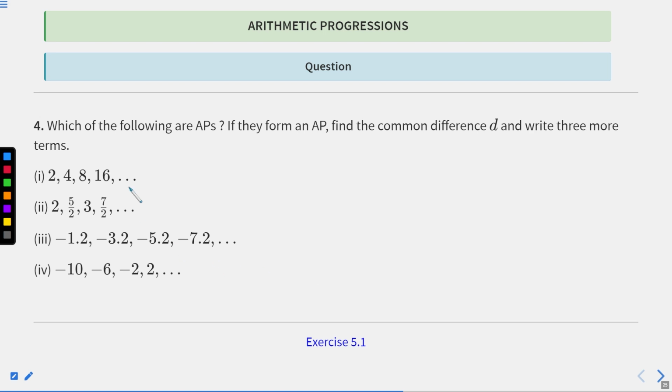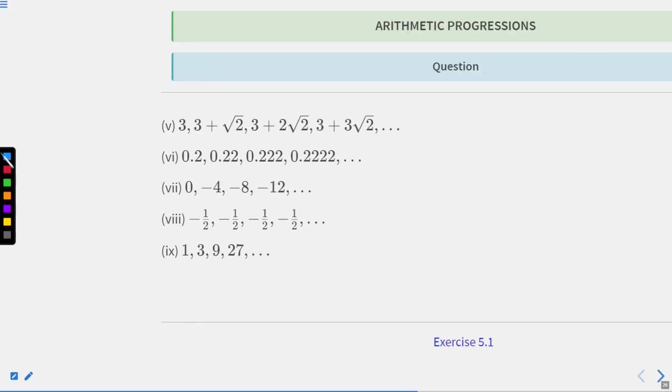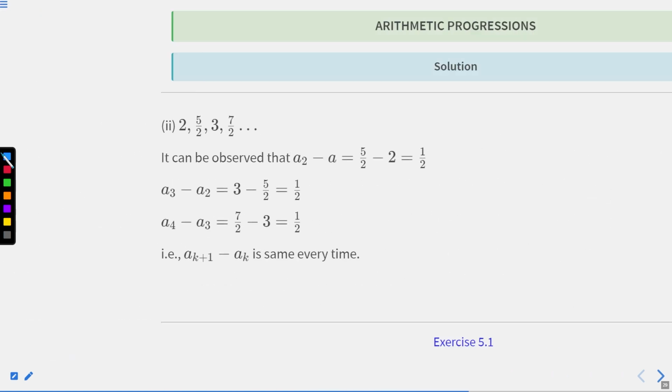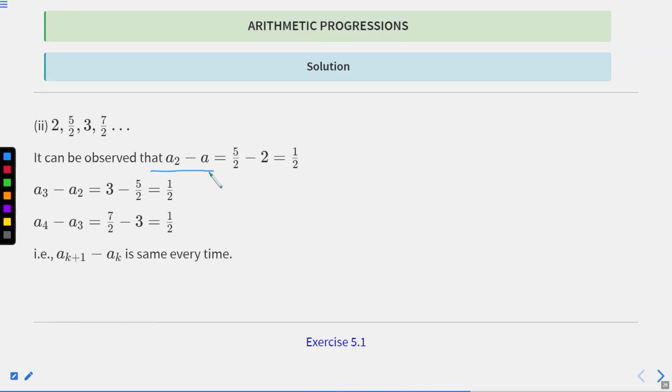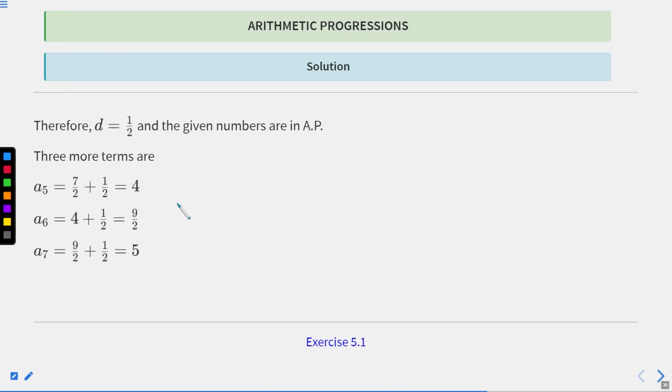In question number 2, we have been given this list of numbers 2, 5 by 2, 3, 7 by 2, and so on. Okay, so let us see how to solve it. It can be observed that A2 minus A1 is equal to 5 by 2 minus 2, that is equal to 1 by 2. And A3 minus A2 is equal to 3 minus 5 by 2, that is equal to 1 by 2. Okay, and A4 minus A3 is equal to 7 by 2 minus 3, that is also equal to 1 by 2. That is, A(k+1) minus A(k) is the same every time. Okay, so therefore D is equal to half and the given numbers are in AP.